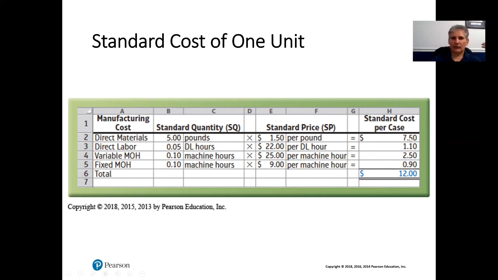Everything we just figured out in the last few slides, we add them all up. 1, 2, 3, 4 items. The 4 elements of product costs are added up so that our standard cost for one case is $12. Now we have the basis by which we measure our actual costs to determine whether or not we're meeting our standards.